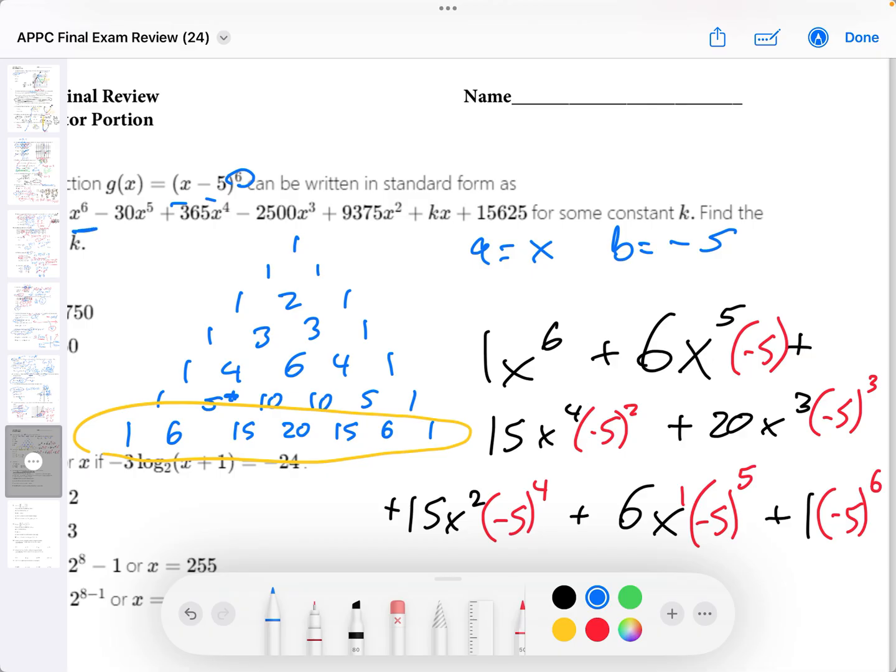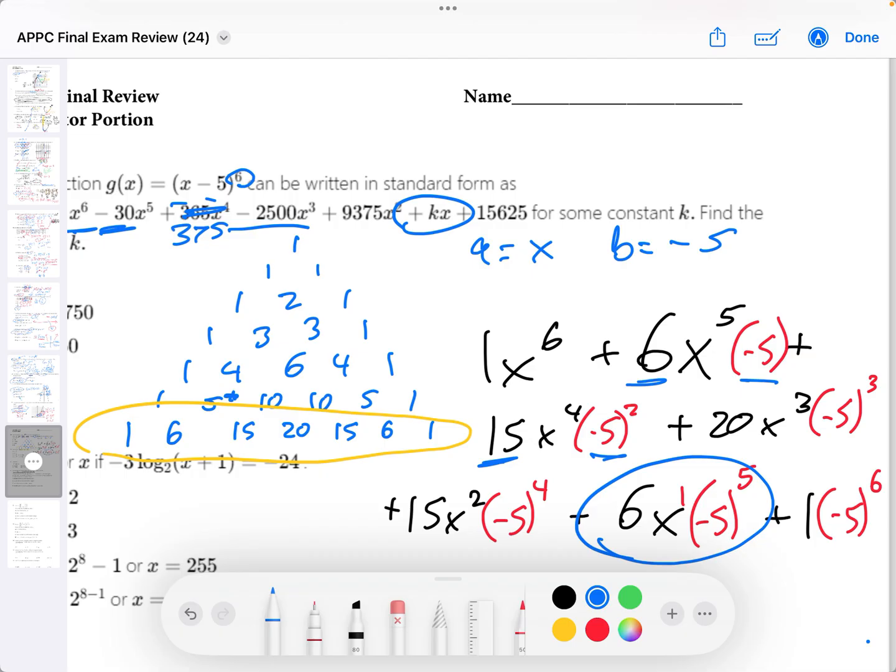I would have x to the 6th. I would have my 6 times -5 would give me this -30 with x to the 5th. 15 times 25, I believe that should be a 375, since my OCD will get me there. And then the other ones I would just be multiplying out. -125 times 20 would explain this. The only thing I'm really caring about then is my x term. So what I'm really looking at will end up being this term right here.